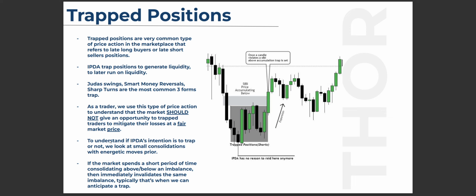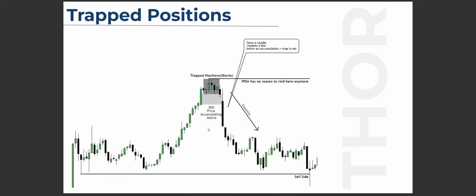To understand if the price delivery algorithm's intention is to trap traders or not, we'll look at small consolidations with energetic moves prior, meaning usually you'll have a fair value gap below or above it, depending on if it's a bullish case or a bearish case. Now let's take a look at the bearish case here. So what happens is price just expands higher, right? This is the trap expansion.